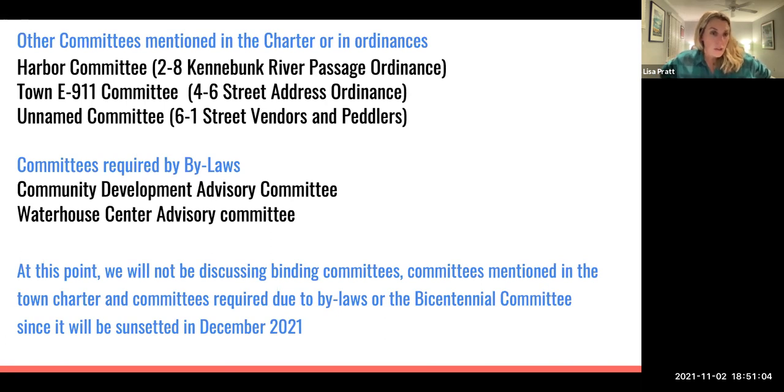So long story short, at this point, I don't think we need to discuss the binding committees or any committees mentioned in the town charter, or these two committees that we are required to have. The other committee I don't really want to discuss is the Bicentennial Committee, since it is going to be sunsetted in December, since we have moved past our bicentennial celebrations. Next.